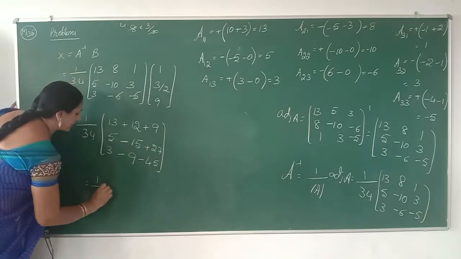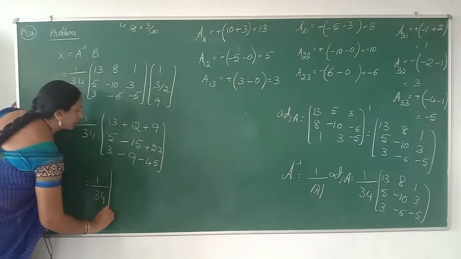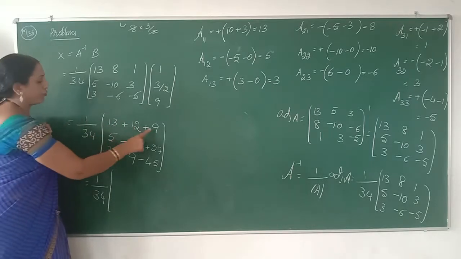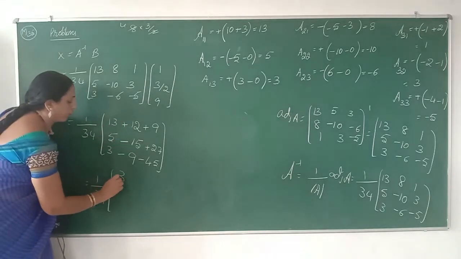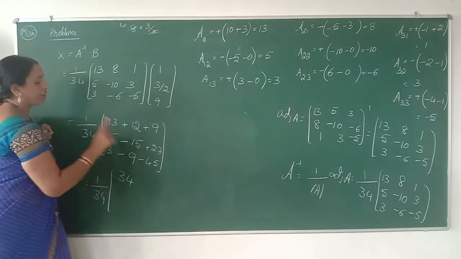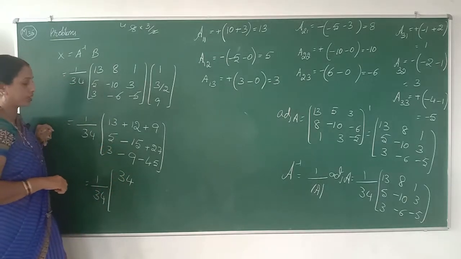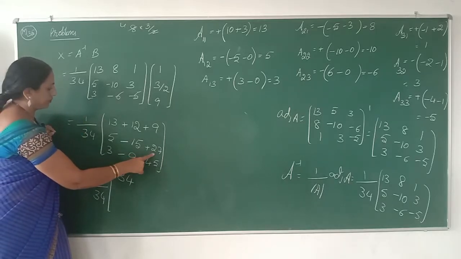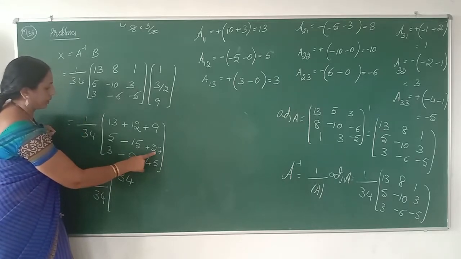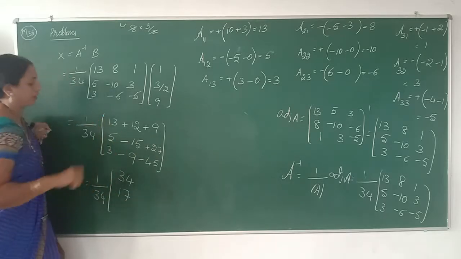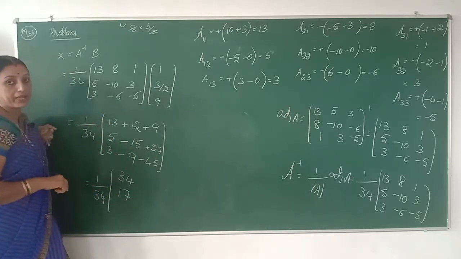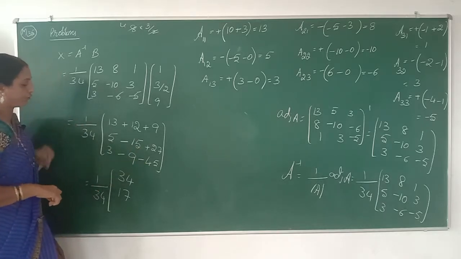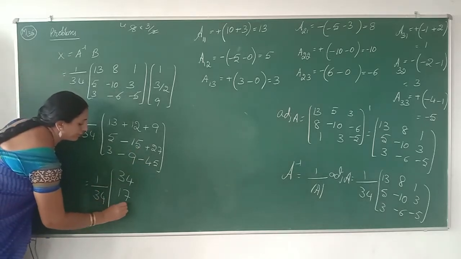So adding their corresponding elements. 13 plus 12, 25. 25 plus 9, 34. 5 minus 15 is minus 10. So minus 10 plus 27, 17. 3 minus 9 is minus 6. So minus 6 minus 45 is minus 51.